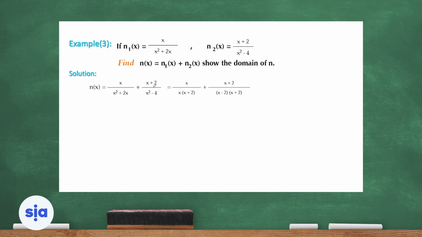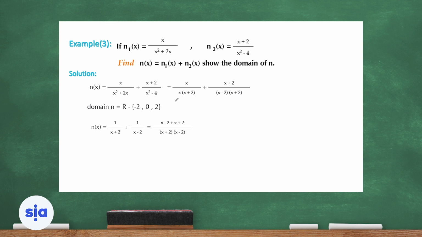Before you combine, before you simplify, before you cross out, you need to check for the domain. So in this case, the domain is all real numbers except for 0, negative 2, and 2. If you check it here, the domain is all real numbers except negative 2, 0, and 2. After that, we can cross out the x with the x, and the x plus 2 with the x plus 2.